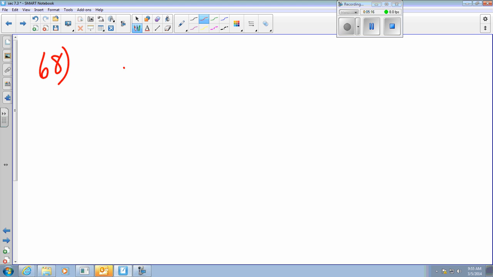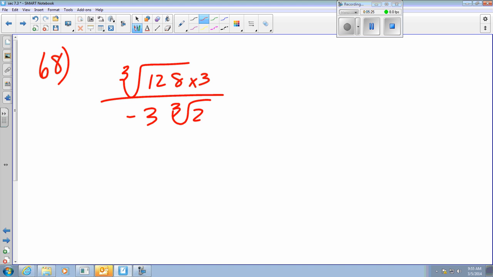Number 68, I have the cube root of 128x cubed over the negative 3 cube root 2x. Same as the last one, 128 is not a perfect cube, nor is 2x, so I'm going to put them together and do some simplifying first. So I'm going to go with 1 over negative 3, because this part stays outside the radical. And then I'm putting all of it under one radical to simplify what I can.